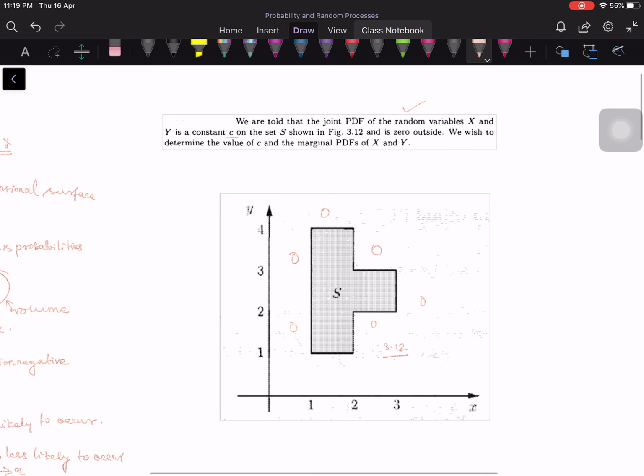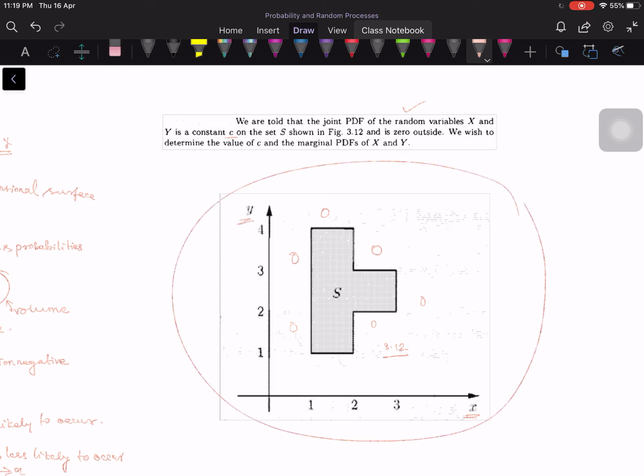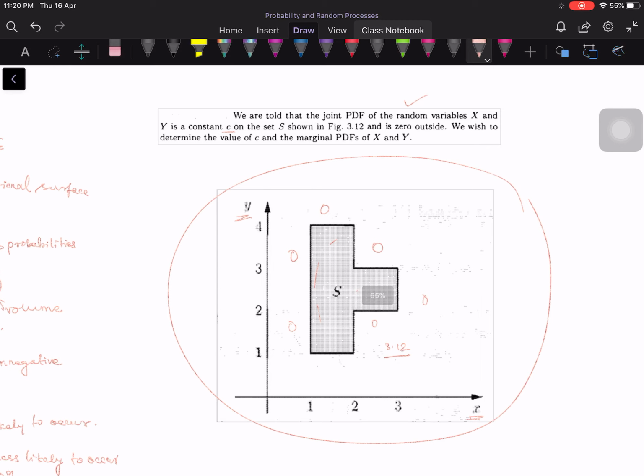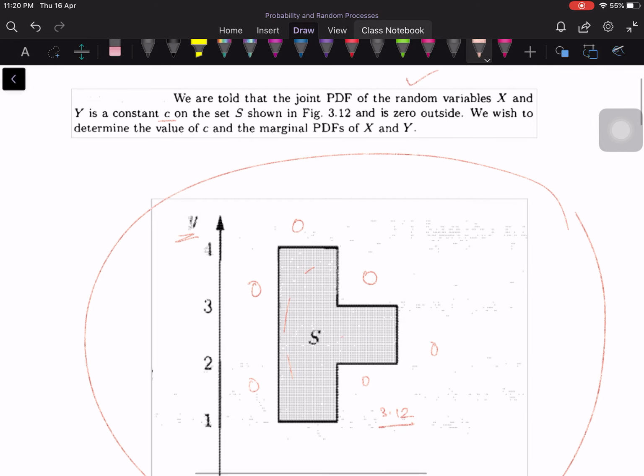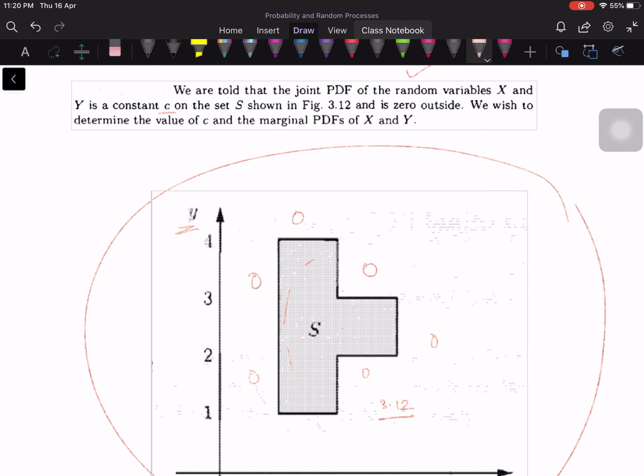Say this is the x axis and this is the y axis. In the xy plane there is a PDF, and the PDF is constant everywhere. A constant means it is equally likely at all the points, and it is 0 outside the set S. We wish to determine the value of c and the marginal PDFs of X and Y. So we need to find the value of c and the marginal PDFs of X and Y.